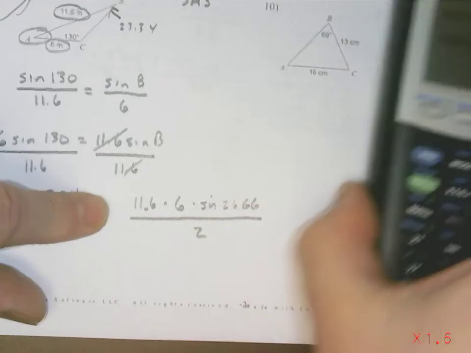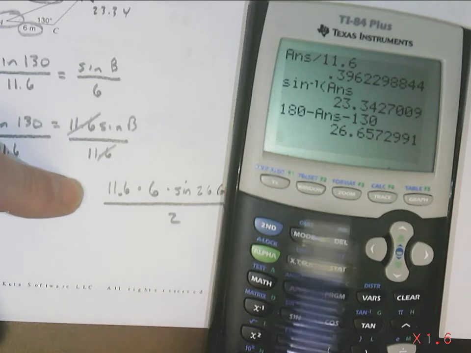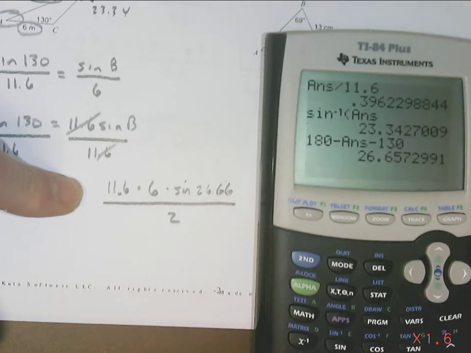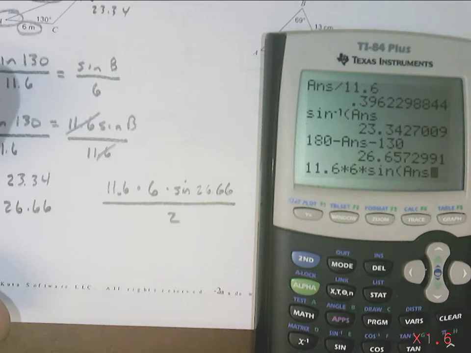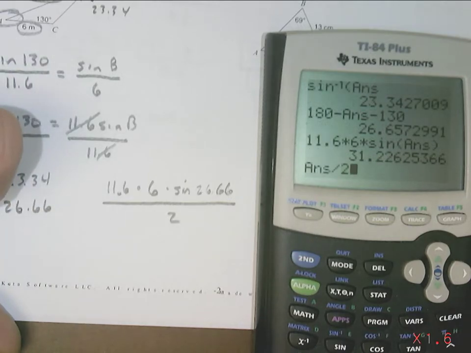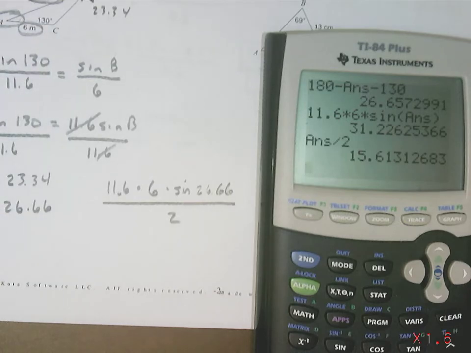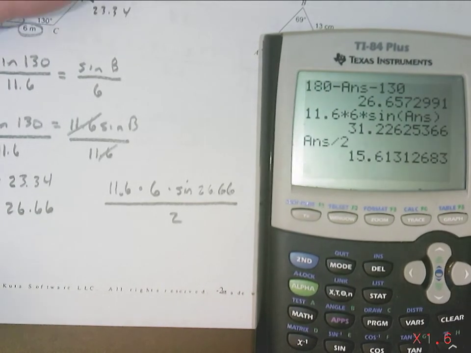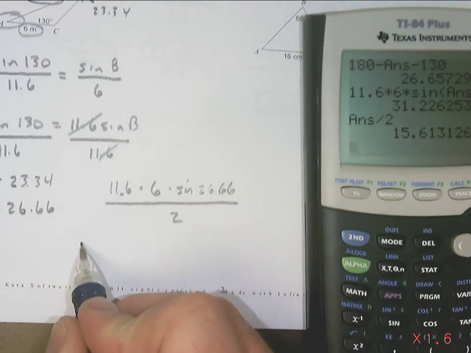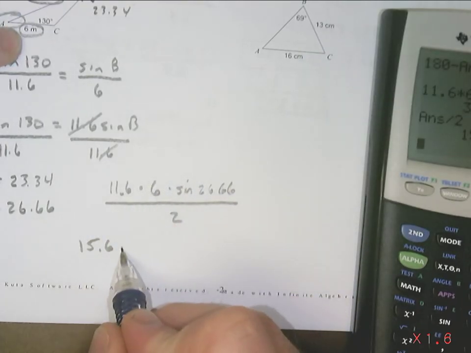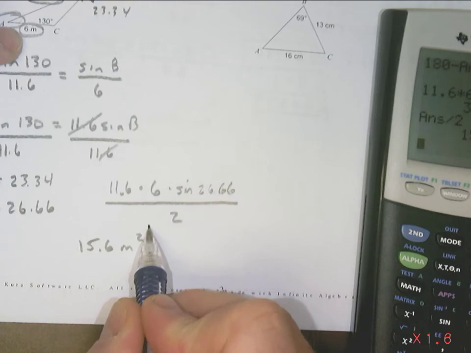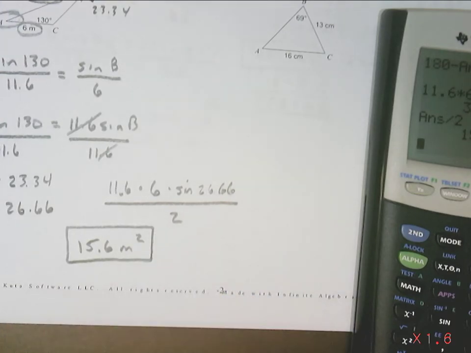So when I go punch this on my calculator, since I've never hit clear for the 26.66, I've still got that ugly answer sitting on my calculator. I'm going to use the previous answer so I don't have any round off error. 11.6 times 6 times sine of, now the previous answer. There's my numerator. Don't forget the divided by 2. That's probably the second most common error, forgetting the divided by 2. And there is the area of that triangle. It says rounding there is tenths, so I'll just copy the directions here. 15.6, and we're going to label square meters. Okay.